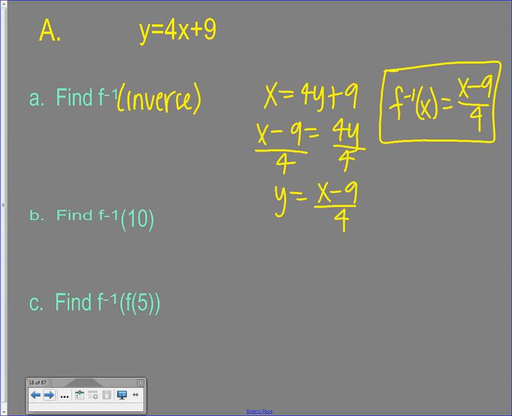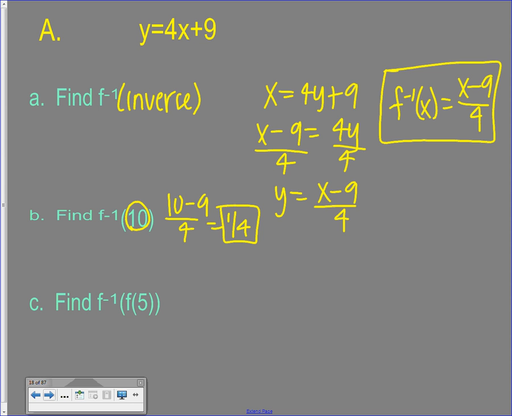Part B says find f inverse of 10. Just like we learned yesterday, that just means take whatever is in the parentheses and plug it in for x. So I've got 10 minus 9 over 4, so that gives me 1/4.